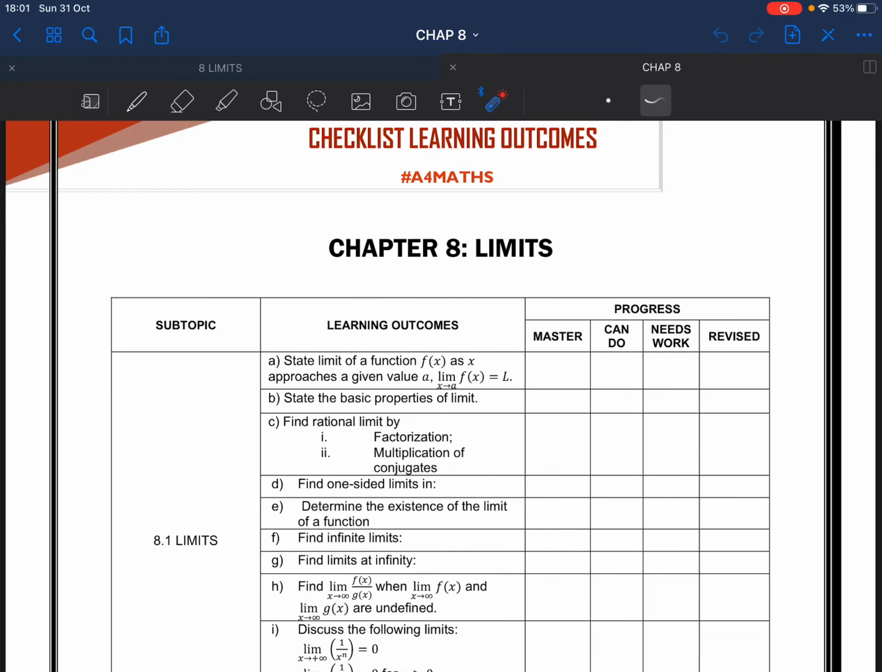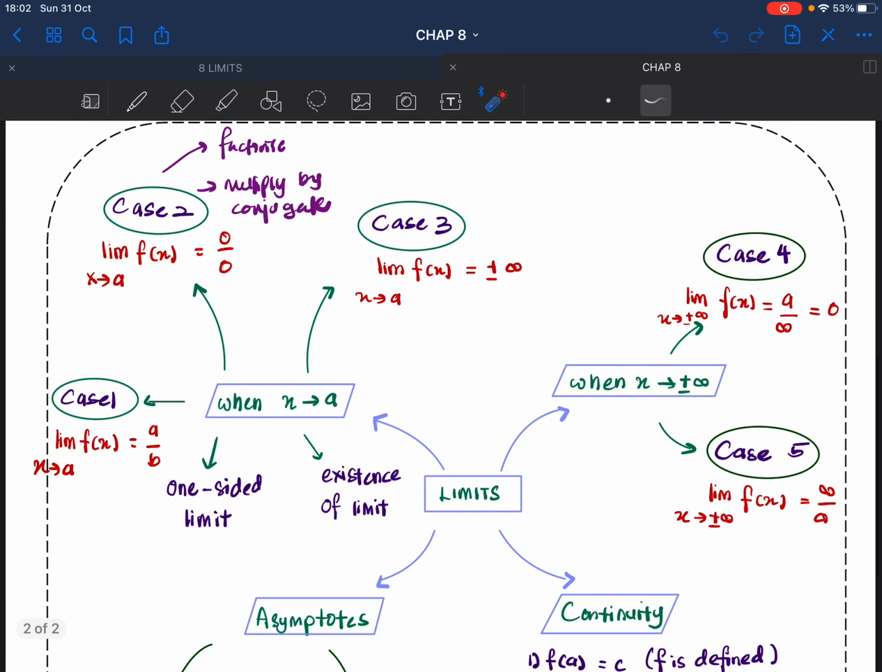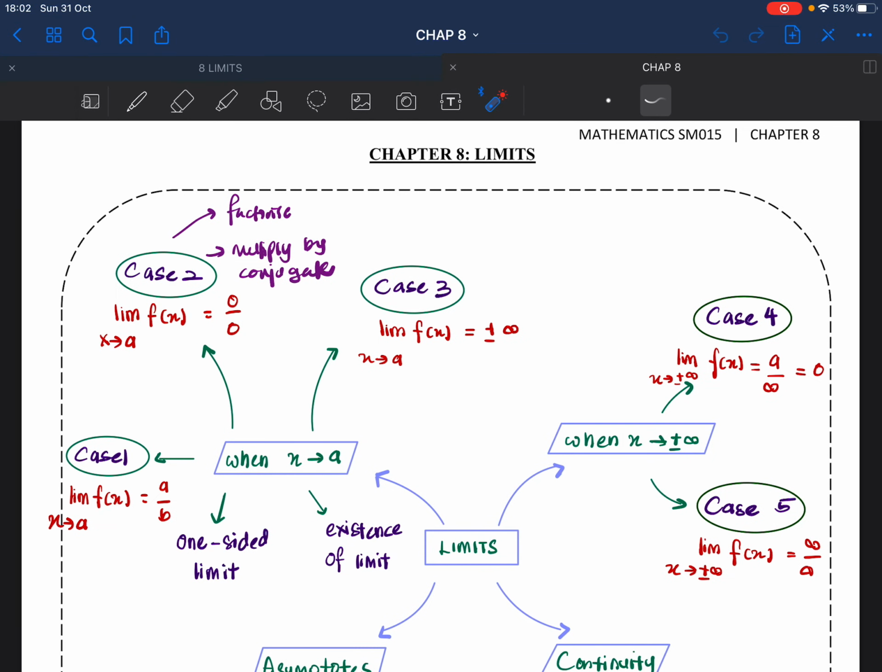Okay, next we are going to see how to find a limit at infinity. As you can see from this summary, we have already seen how to do case 1, the substitution, case 2 where you get 0 over 0, and case 3 where you get a over 0, where the answer is positive or negative infinity. For these three cases, make sure that x approaches a.